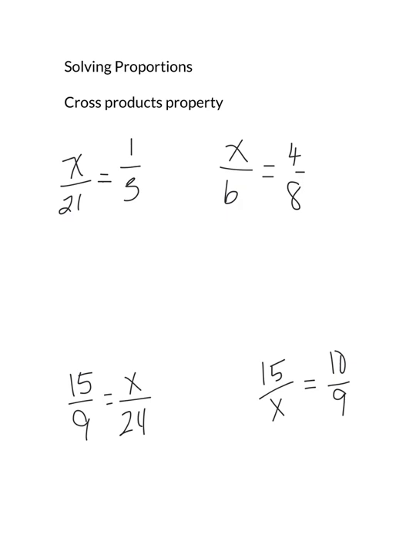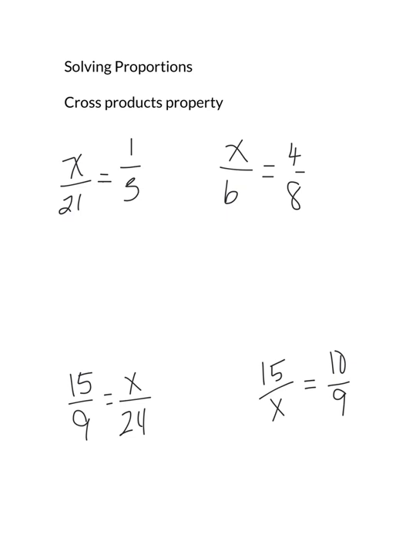Today we're going to use our cross products property to figure out an unknown value. When we look at these ratios and we are saying that these are going to be proportions, that they are proportional to one another, I can use this property, the product of my means equals the product of my extremes, in order to solve for my variable.